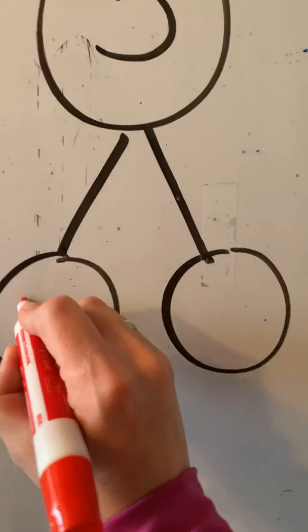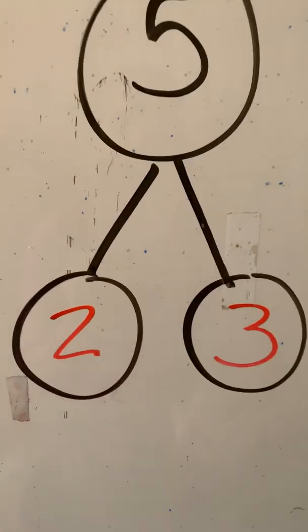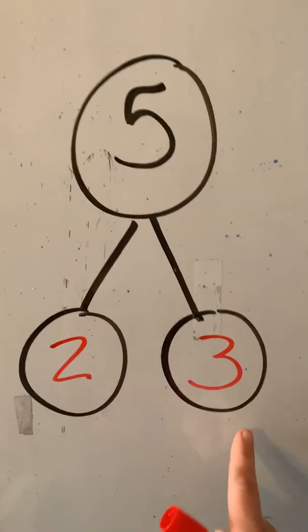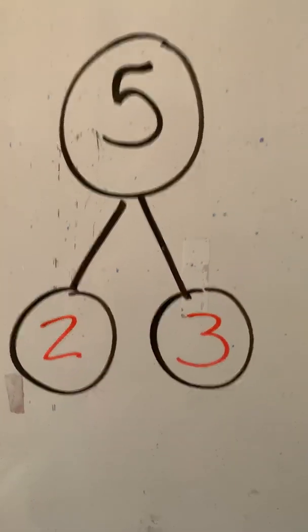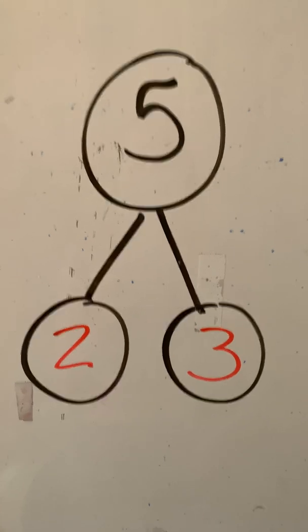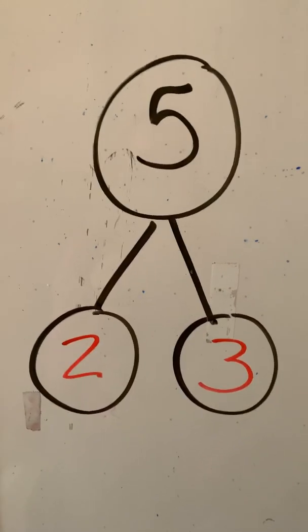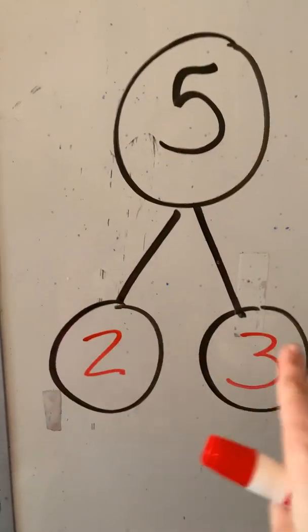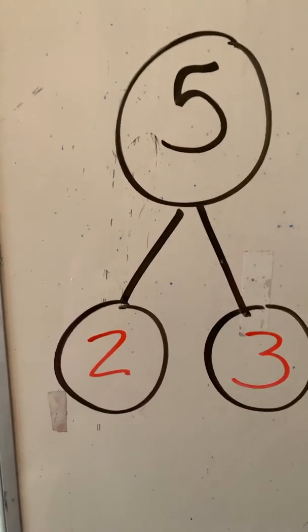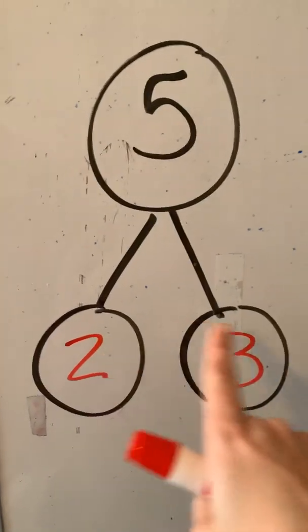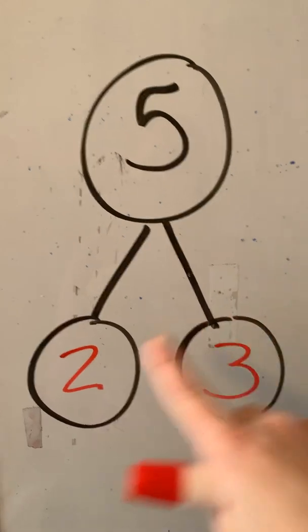So maybe I'm going to do 2 plus 3 equals 5, or I could flip it: 3 plus 2 is 5. Maybe I could say 4 plus 1 more is 5, or 5 plus 0 is 5. But the bottom two numbers have to add up to the top. Or if I go 5, take 2 away, it'll equal 3. Or 5 minus 3 is 2.